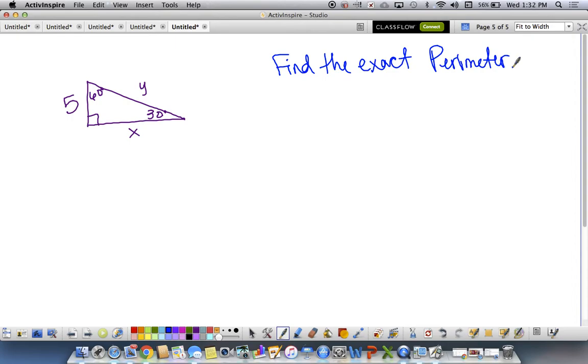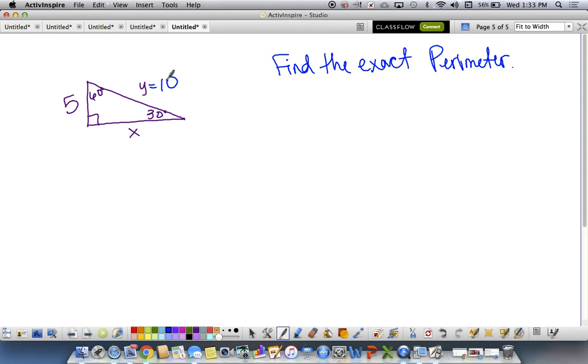So what did I give you? Did I give you the short side, the long side, or the hypotenuse? I gave you the short side. Which one is easier? They're both fairly easy. Which one did you find first, Riley? You found y.